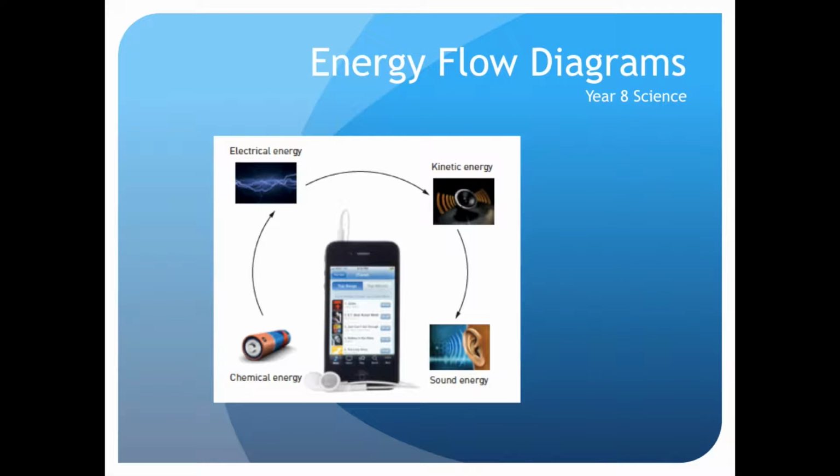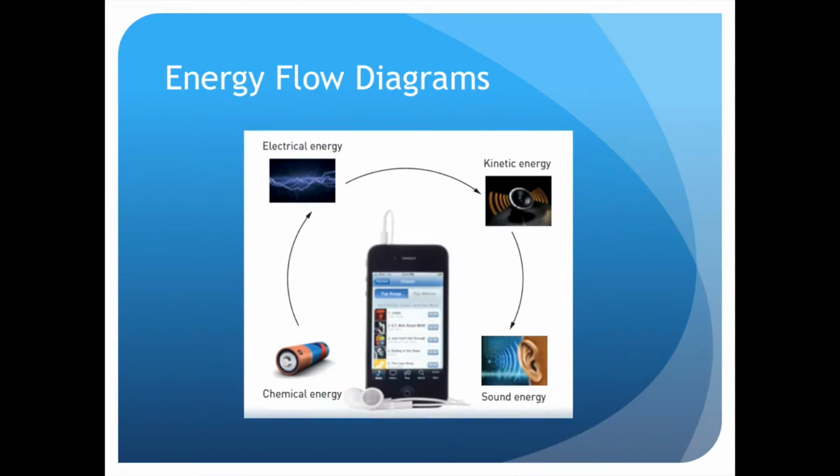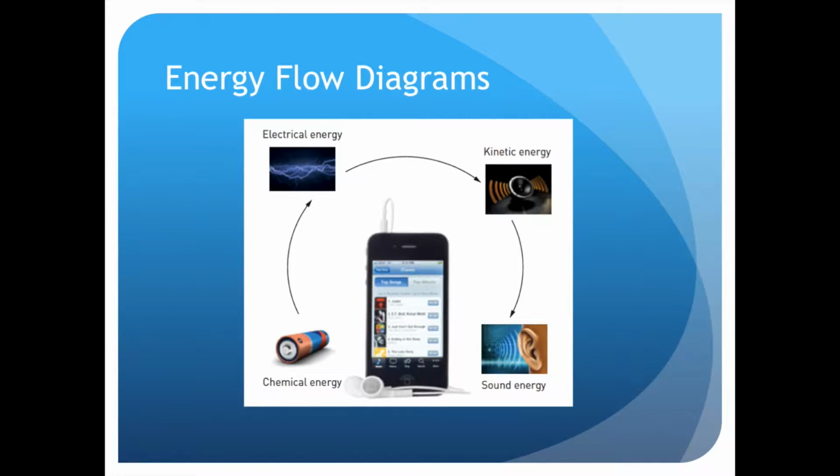Okay, so we're looking at energy flow diagrams now. If we have a look at this diagram, we're starting with the battery, which has got chemical energy, and basically we're looking at an iPod or an iPhone or something. So we start off with your chemical energy.